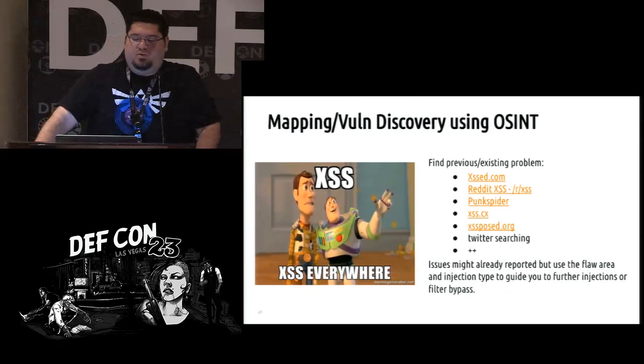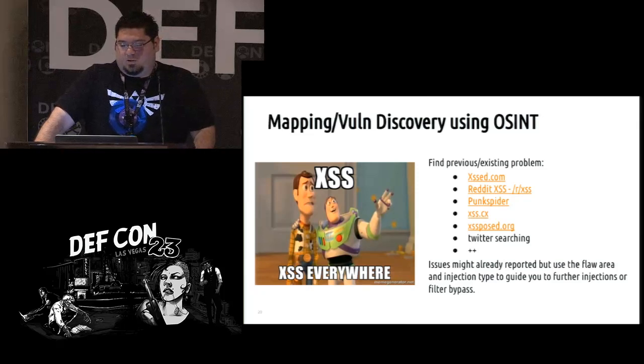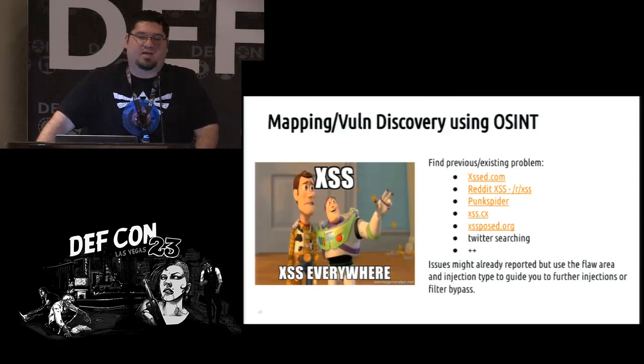Some other things that you can do is mapping and vuln discovery using open source intelligence. So these are five sites, six methods that you can use to find already published bugs or almost already public bugs. I guess they're considered end day or whatever. XSS.com, Reddit XSS, Punk Spider is actually a Burp engine that just scans the internet. So if your target is a high profile site, information might already be in here for your test, and you can pull it out and use it to your advantage, even if those bugs have already been disclosed.